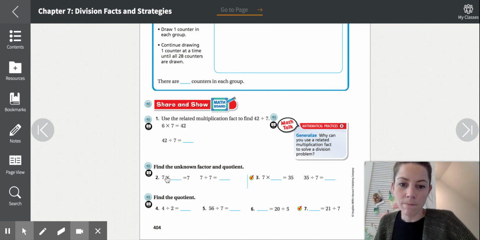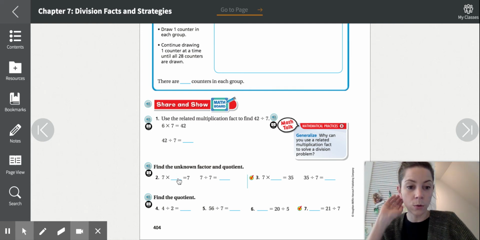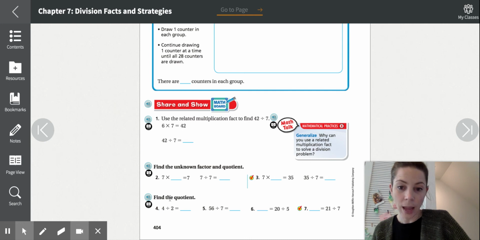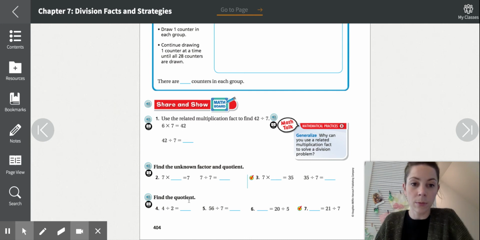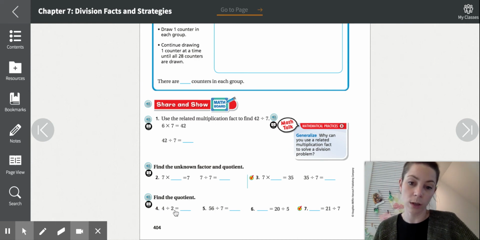All right, the next row says find the unknown factor and quotient. So again, using your knowledge of multiplication, figure out the missing factor in multiplication, and then that'll get you the answer in division. And then the last row, kind of like the other lessons, you can do whichever strategy is good for you to solve these and find the quotient. So pause your video now and then come back to see how you did.